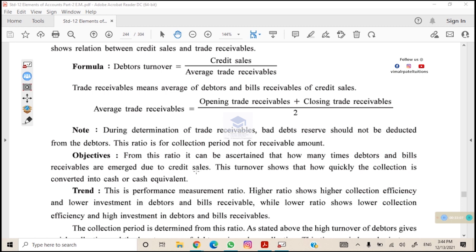Then this is a performance ratio. Higher ratio shows higher collection efficiency and lower investment in debtors and bills receivable, while lower ratio indicates low collection efficiency and high investment in debtors and bills receivable. Means your outstanding amount or receivable amount is higher, but you are very slow in collecting money.